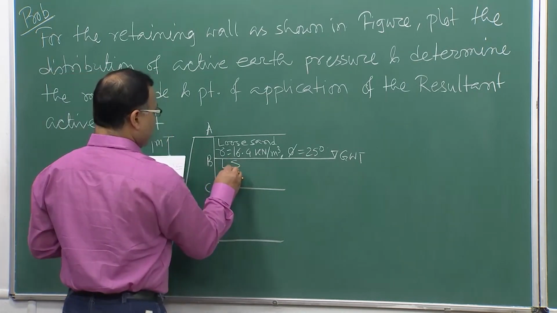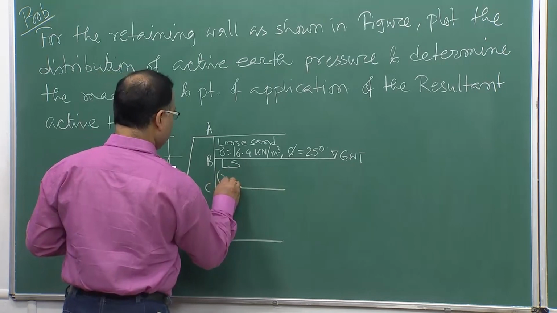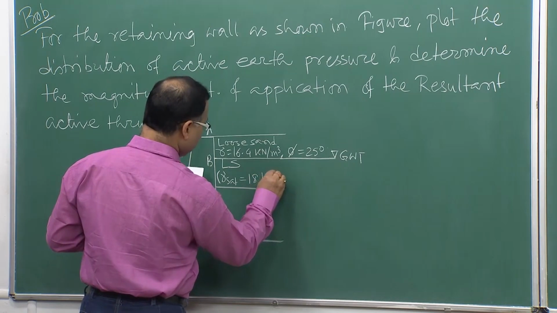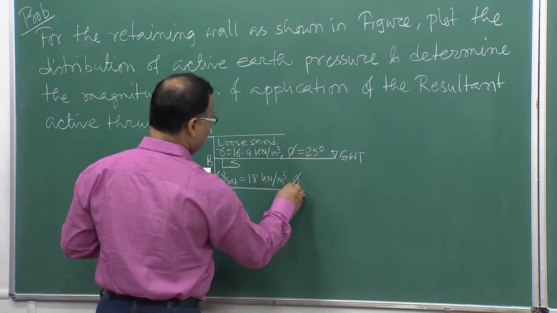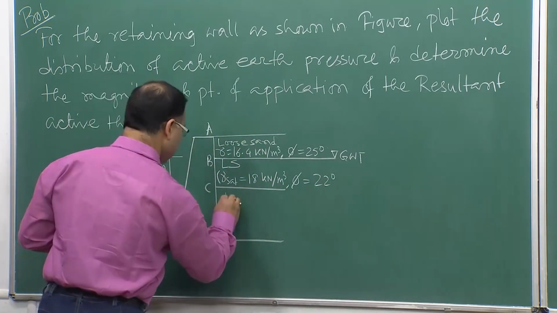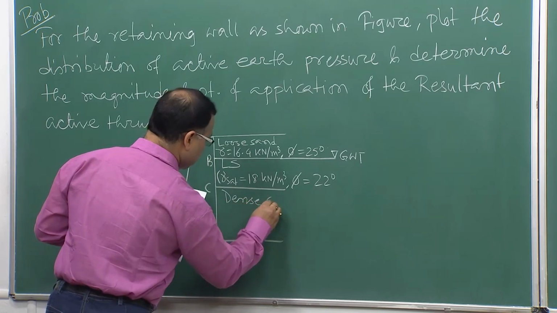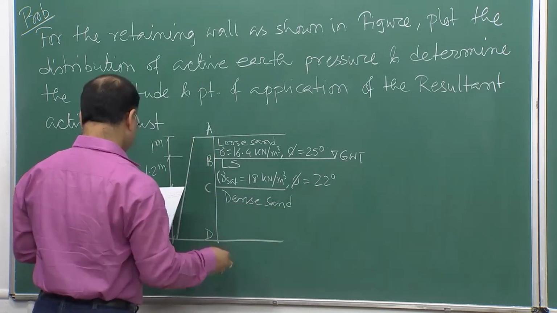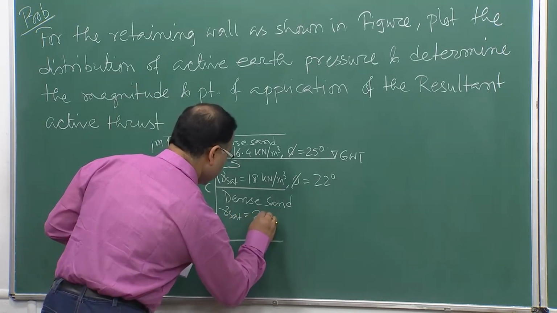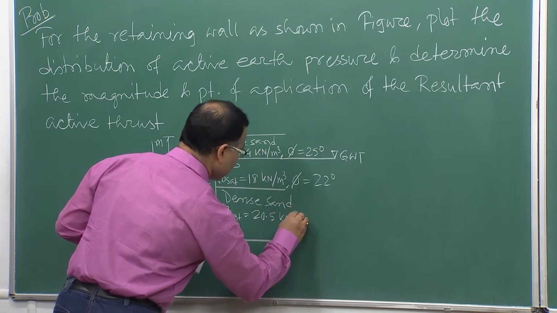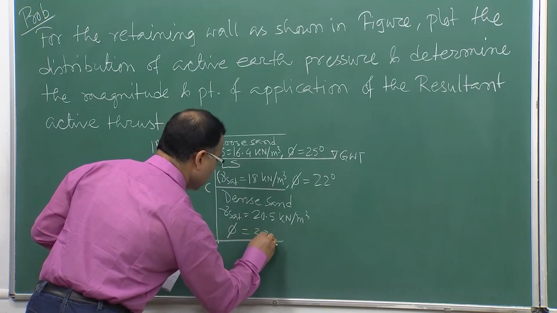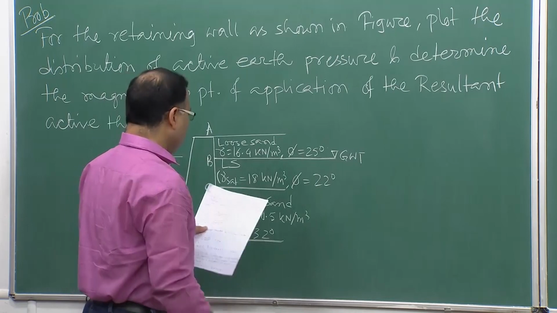This is also loose sand, where gamma saturated equal to 18 kilonewton per meter cube and phi equal to 22 degree, and this is your dense sand, gamma saturated equal to 20.5 kilonewton per meter cube and phi equal to 32 degree. So, this is the problem.